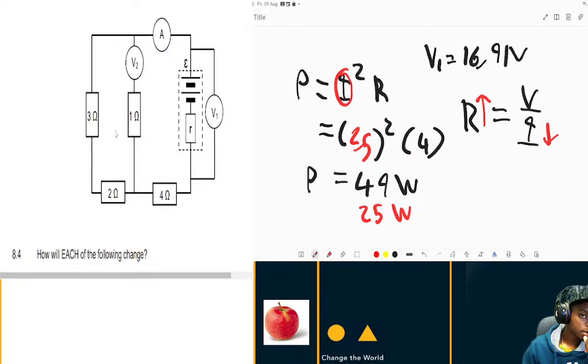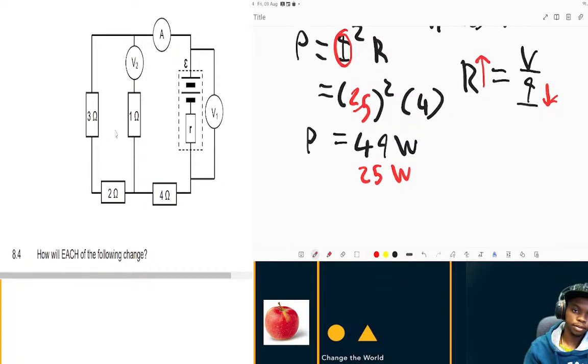Why? Because if that happens, that means the 1 ohm resistor will no longer work. That means we only have resistors in series, not in parallel. And if all the resistors are in series, the resistance increases. And if the resistance increases like that, our current will definitely go down. As you can see in this formula, resistance is inversely proportional to current. So when the one goes up, the other goes down. So you can see that.